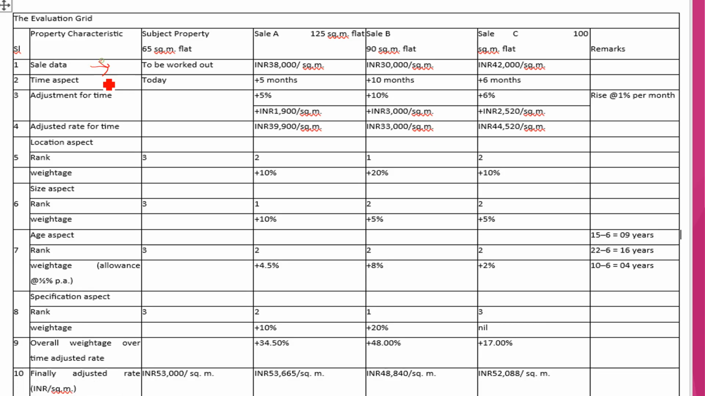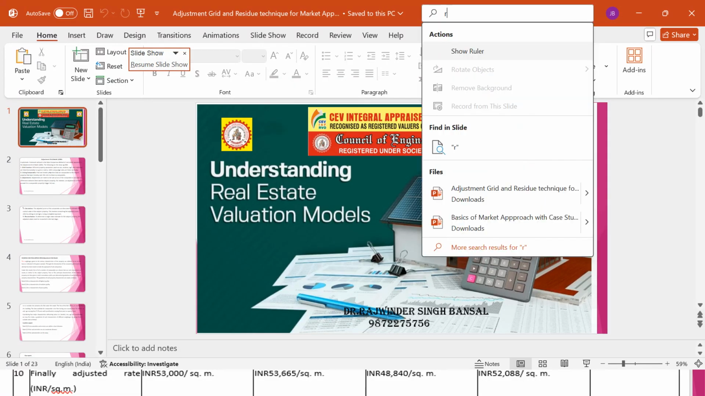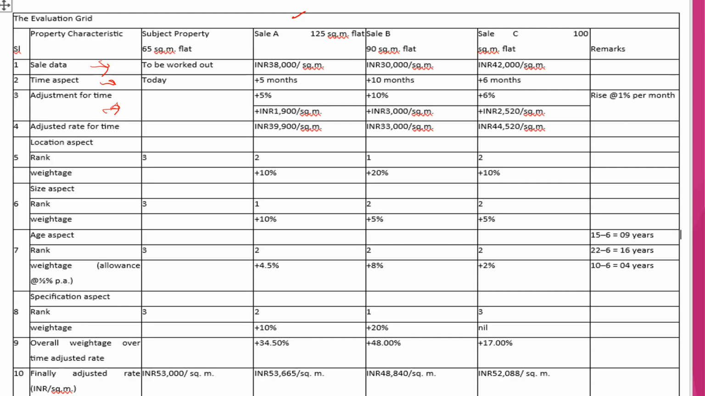Along the horizontal we have these properties, and along this we have comparables A, B and C. Its value we have to work out. Comparable A was sold for 38,000 per square meter, B was sold for 30,000 per square meter, and C was sold for 42,000 per square meter. We have to do its valuation as on today.